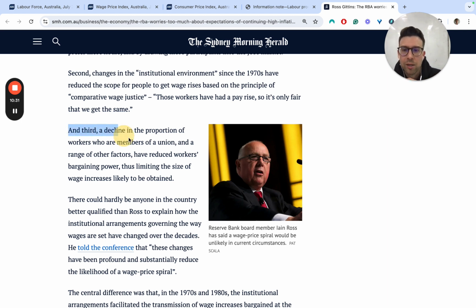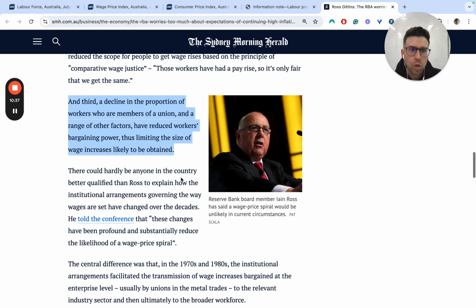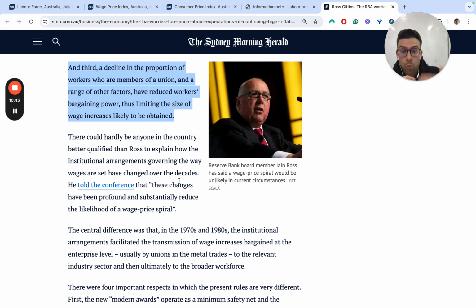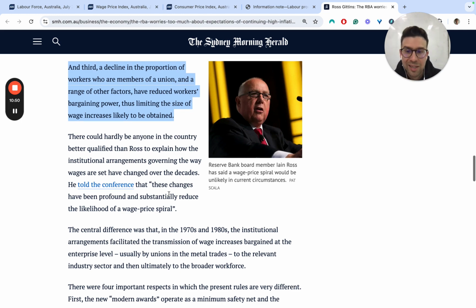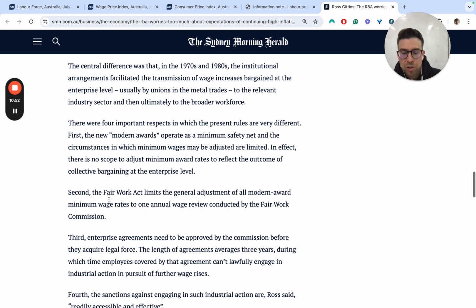And the final argument that they have is that the proportion of members in a union is much lower, and so the likelihood of large union-driven increases is also not going to happen. And so the argument is that the only way that we get government-driven changes is through the minimum wage, and that only happens once a year as well. And so we've got some differences in how our system is set up.